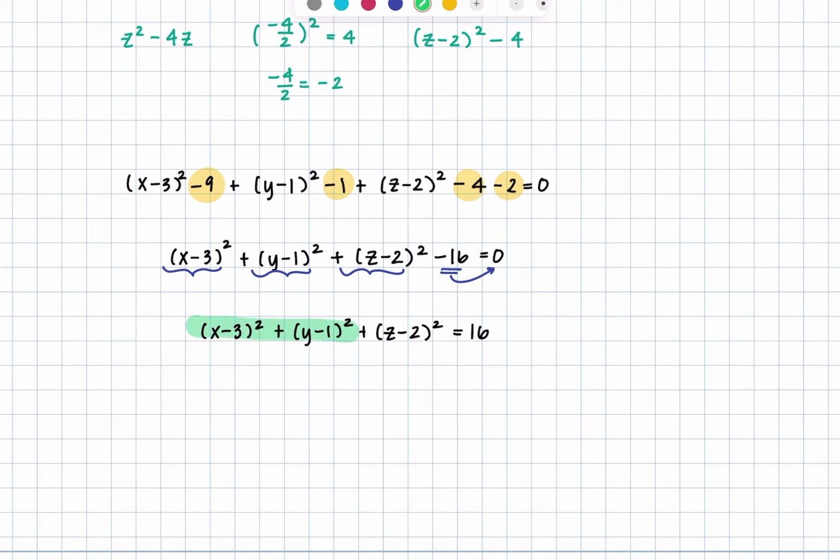And this is also our standard form, so let's highlight that. I'm going to say that this is a sphere with a sphere center at 3, 1, 2, and a radius of root 16, which equals 4. And that's our answer.